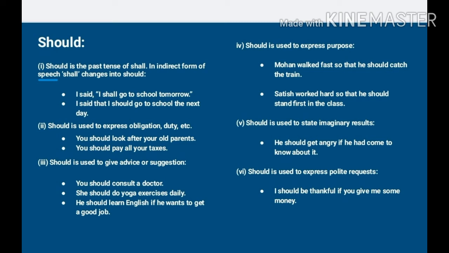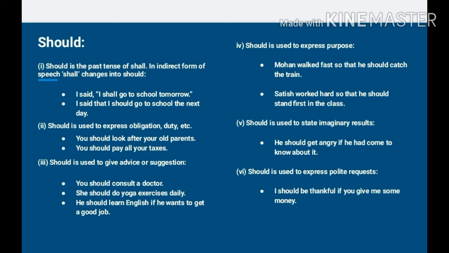Fourthly, should as modal auxiliary is used to express the purpose of any action. Look at the example. Morgan walked fast so that he should catch the train. Second one, Satish worked hard so that he should stand first in the class. In these two sentences, you can see the purpose of the action is clearly explained. In that particular part of the sentence, should as modal auxiliary is used.